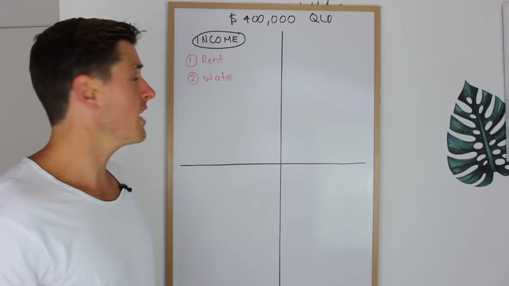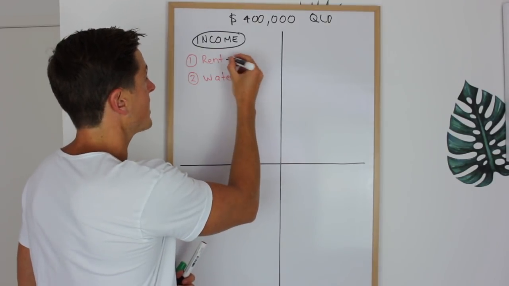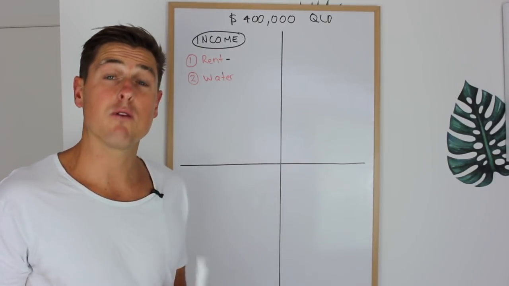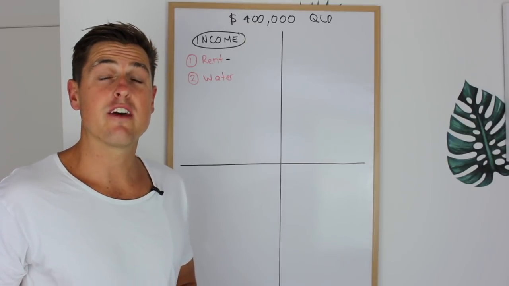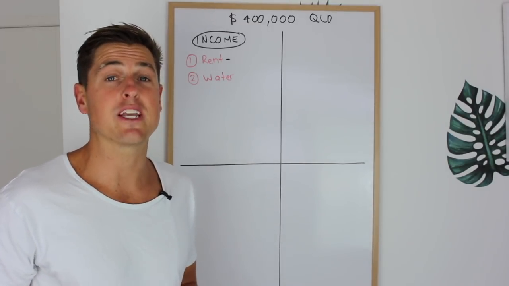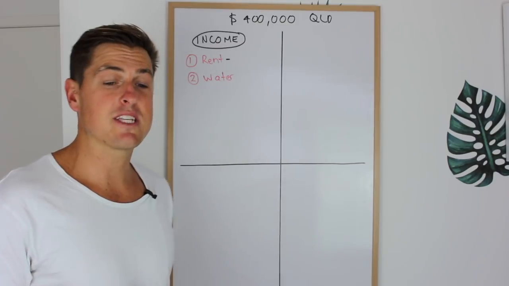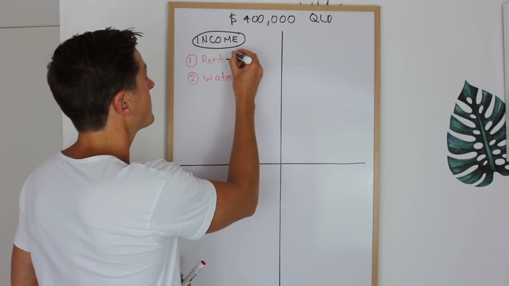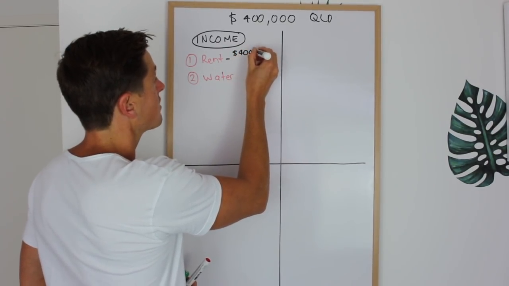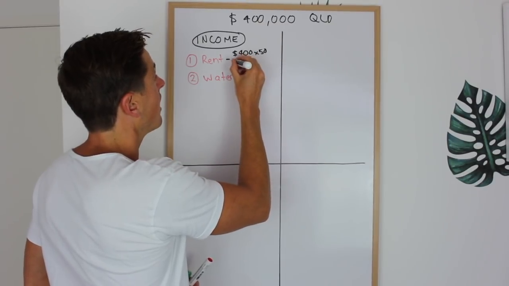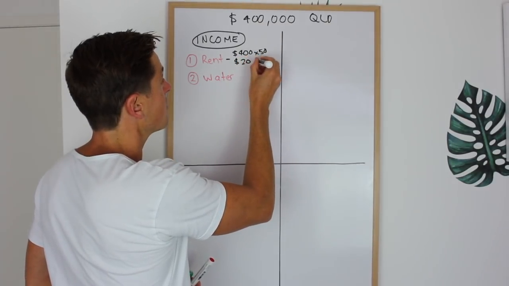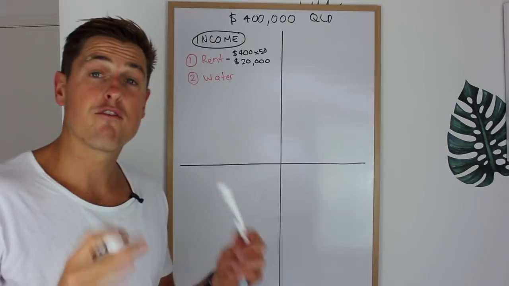Now, when we're talking about rent in this particular example, we're talking about a property worth $400,000 that rents for $400 a week. So a nice basic 5% rental return. So if we say $400 a week times 50 weeks of the year, we're now talking about $20,000 worth of income per annum from the rent.